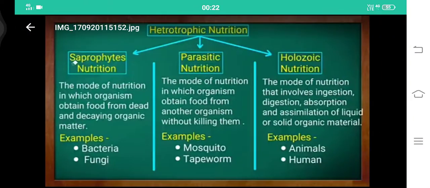See, heterotrophic nutrition, you know that. Plants exhibit the autotrophic mode of nutrition. Human beings are multicellular organisms. All living organisms except plants follow heterotrophic nutrition, based on the feeding habit. Again, heterotrophic nutrition can be classified into three categories.